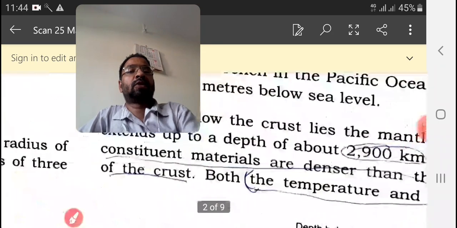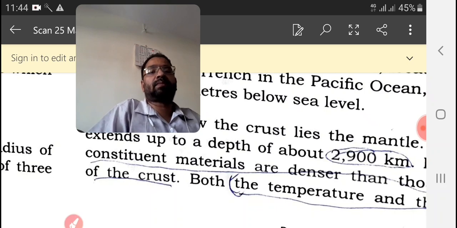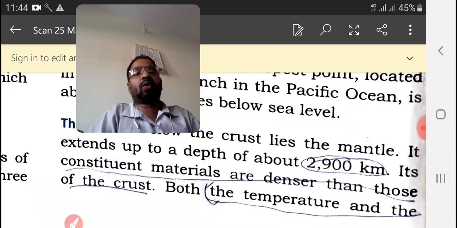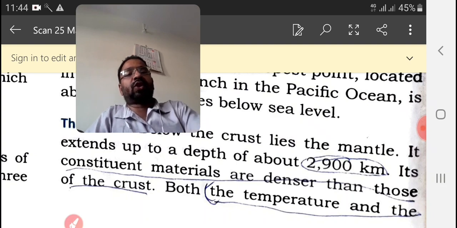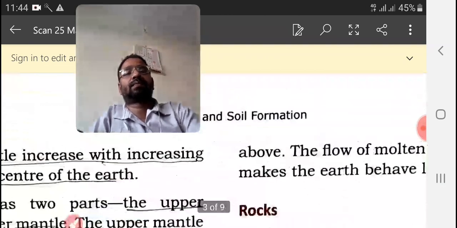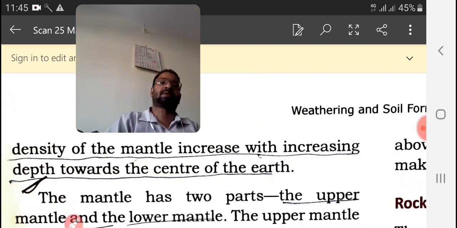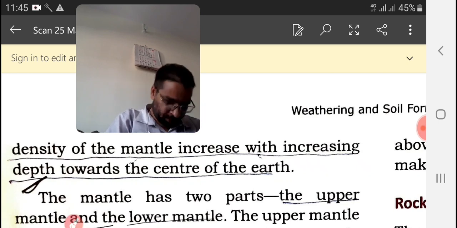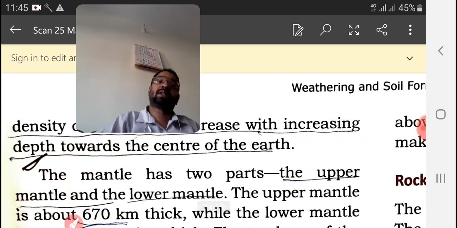So what is it? It is about 2,900 kilometer thick. Its constituent materials are denser than those of the crust. Both the temperature and the density of the mantle increase with increasing depth towards the center of the earth. When we go towards the center part of the earth, then what will happen? Both temperature as well as density will increase.